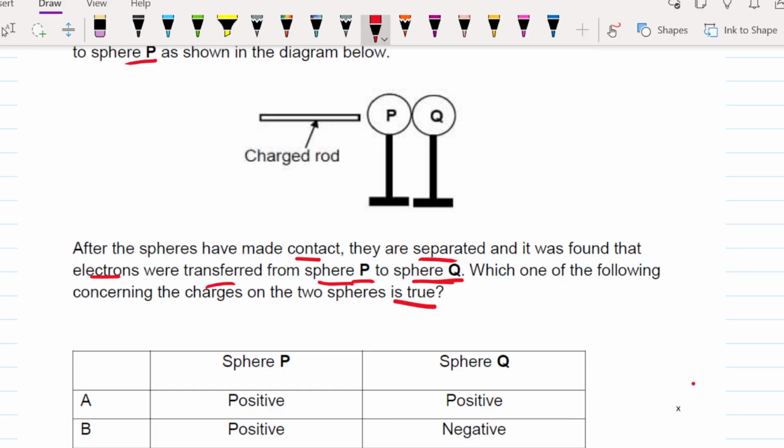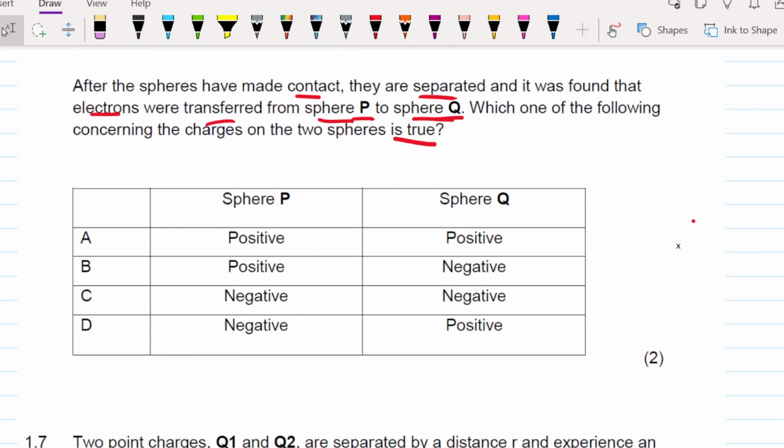So let's go to the options now. It cannot be option A because it says here that P is positive, Q is positive, so it's not this one. P is positive and Q is negative, that's this one. Negative and negative, that's incorrect. Negative and positive, that's incorrect. So the answer for this one is B.